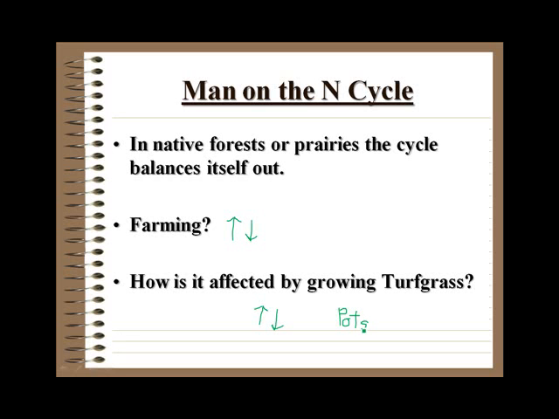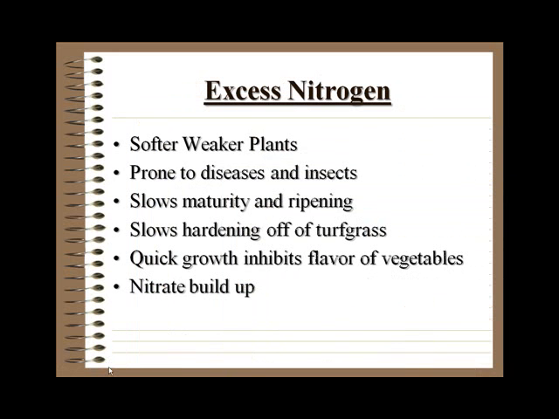So, as with most things in the turfgrass system, if a little bit is good, a lot does not make it better, although some people think it does. When we add nitrogen, we're going to get softer, weaker plants. One of the terms for that is succulent. That's a good vocabulary word. It's going to be prone to disease. It will mature more slowly. It will harden off more slowly, so you'll have more damage, more winter kill if you have Bermuda grass that's very green and succulent going into the cool October months.